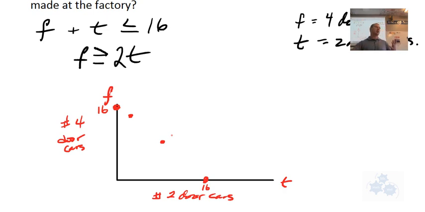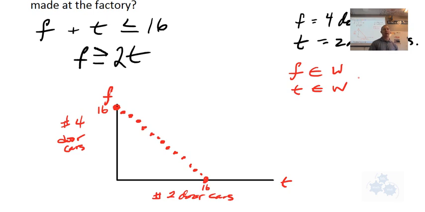So probably, in this question, we would want to consider this being like a dotted line. I don't have all the lines here, but if you did a dotted line to signify that we're only interested in whole numbers of cars. So F is an element of whole numbers, and so is T. Because we can't have 0, right? We could make 0 of something and 16 of the other. That's okay. Yeah, good?